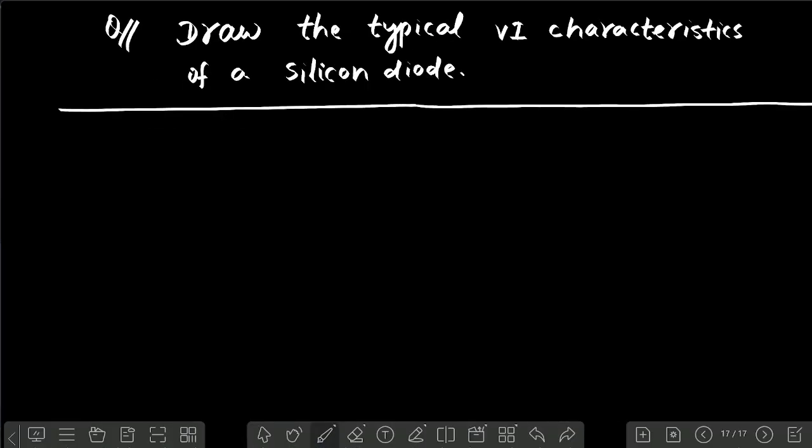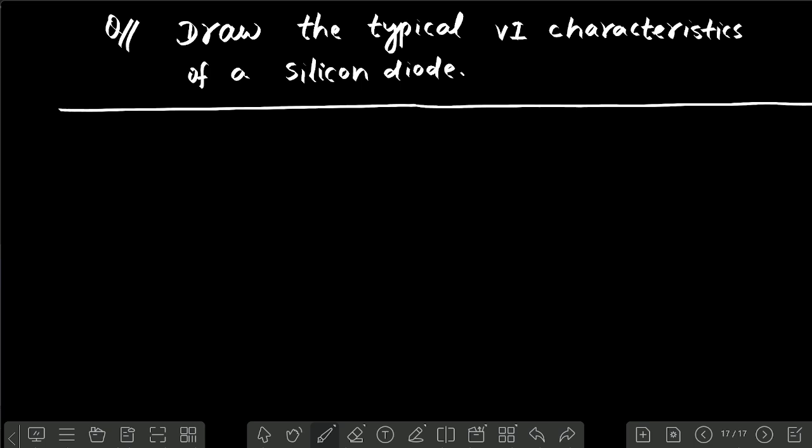All of you, what is the question here? Draw the typical VI characteristics of a silicon diode. Okay, so you have to draw the VI characteristics of a diode. It is a 3-mark or 2-mark question, and a graph will come. Only one graph you have to draw. VI characteristics means the graph between voltage and current, for a PN junction diode.